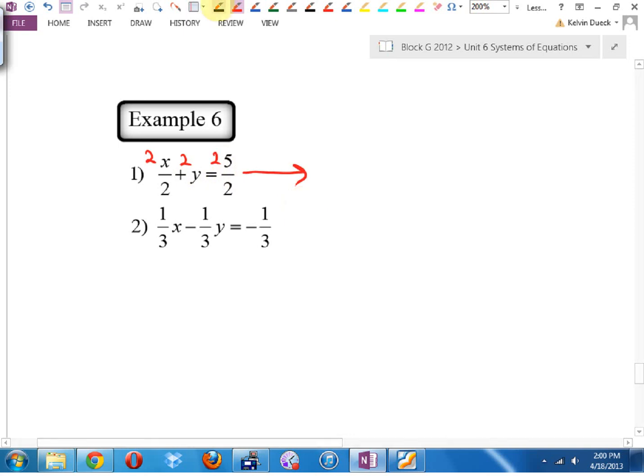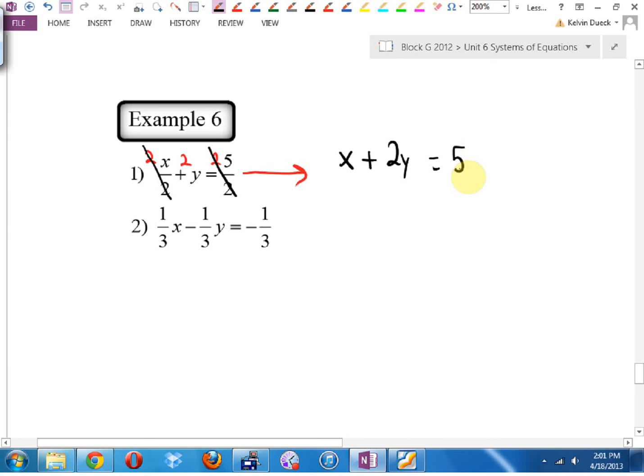Oh, but here's the nice thing. When I go 2 times x divided by 2, both of those will just end up canceling. And I'll have just a plain old x. A plus sign, a 2y, and equals what? That's a much nicer equation.